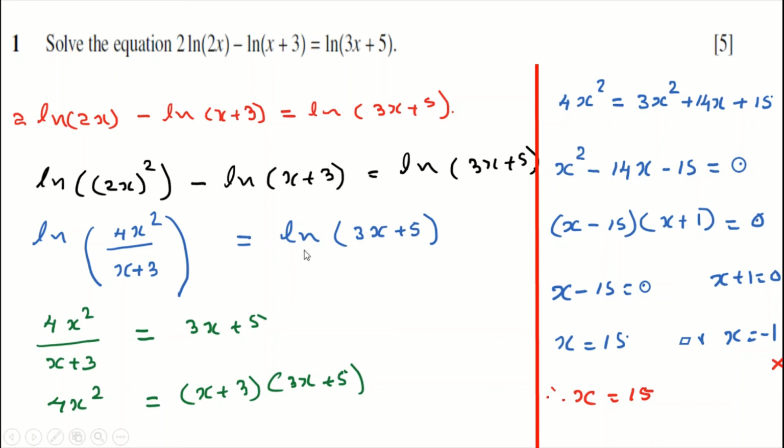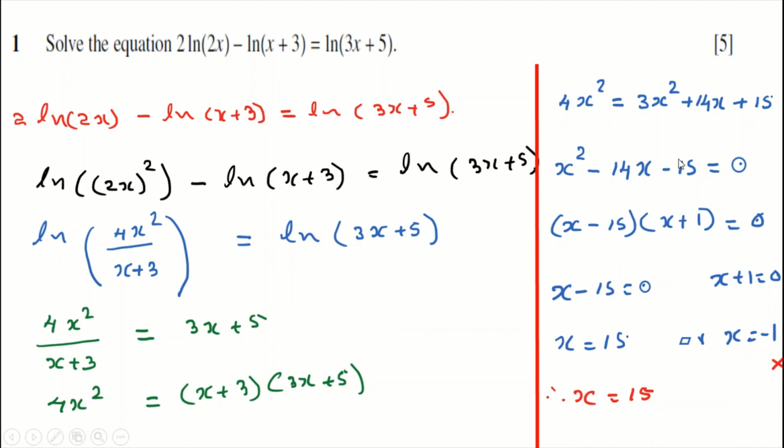Now on either side it is ln, so we can take the antilog and get rid of the ln. That leads us to 4x squared divided by x plus 3 is equal to 3x plus 5. Now we cross multiply x plus 3 to the right hand side, which gives 4x squared equals (x plus 3) times (3x plus 5). If you open the bracket, you get 4x squared equals 3x squared plus 14x plus 15. Then we take all these terms to the left hand side to see it as a quadratic equation: x squared minus 14x minus 15 equals 0.